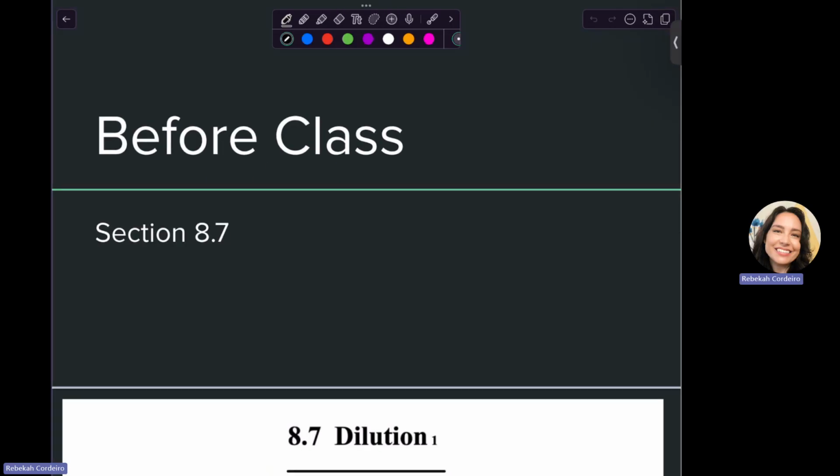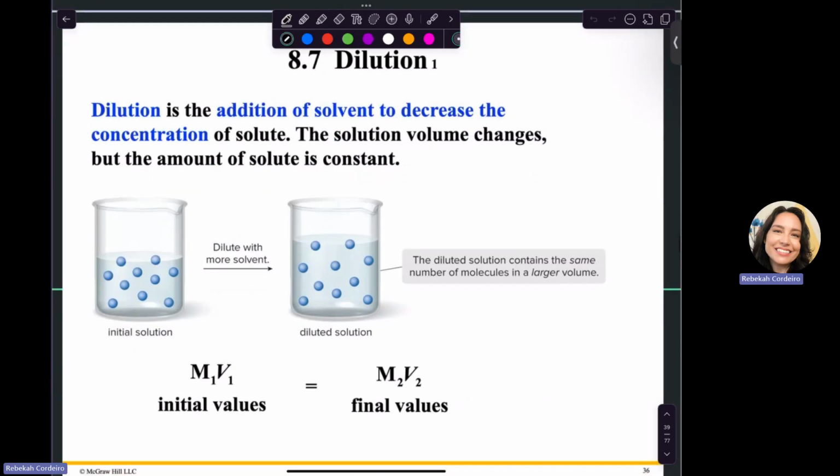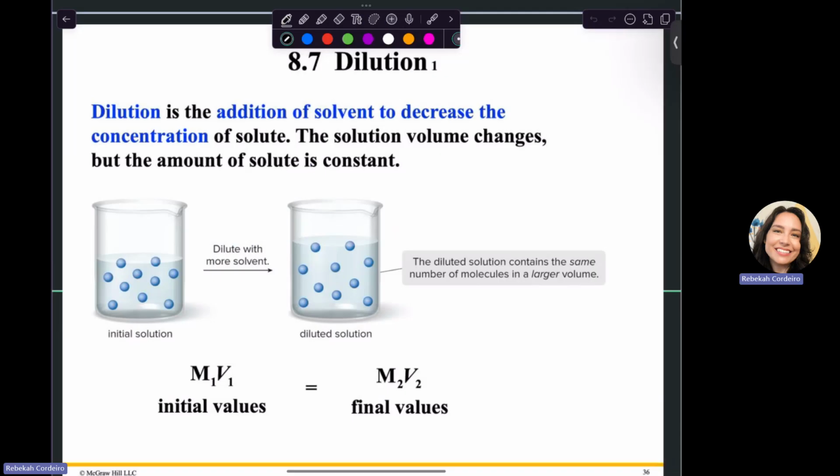Okay, in this video, we are going to be looking at section 8.7 for Chem 1151. In this section, we're going to be discussing dilutions. And so in the last bit, we talked about concentration and how we can measure differences in concentrations. But what if you have a solution that has a certain concentration, but in your reaction or in your work, you need it to be a lower concentration.